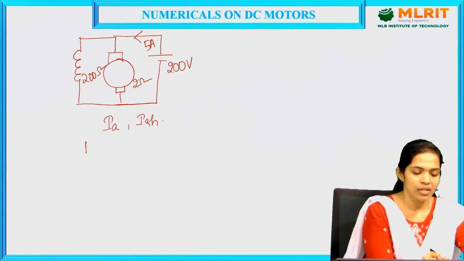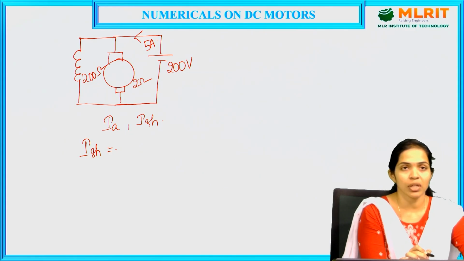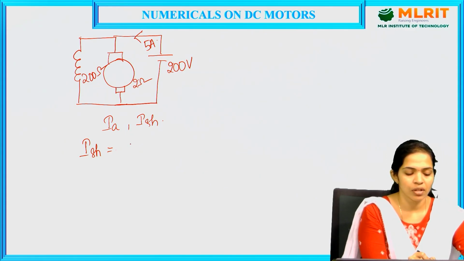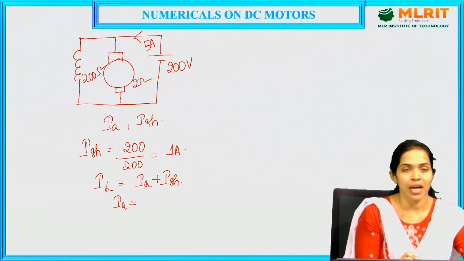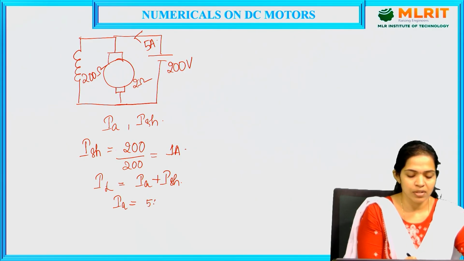So ISH is again, as it is a shunt machine, we know that the voltage is common for all the parallel branches. So we have 200 volts of terminal voltage divided by the shunt field resistance. We get it as 1 ampere. We know that supply line current is equal to Ia plus ISH. From this, we derive the Ia value as IL minus 1 ampere, that is 5 minus 1. So we get it as 4 amperes. So now your armature current is 4 amperes.